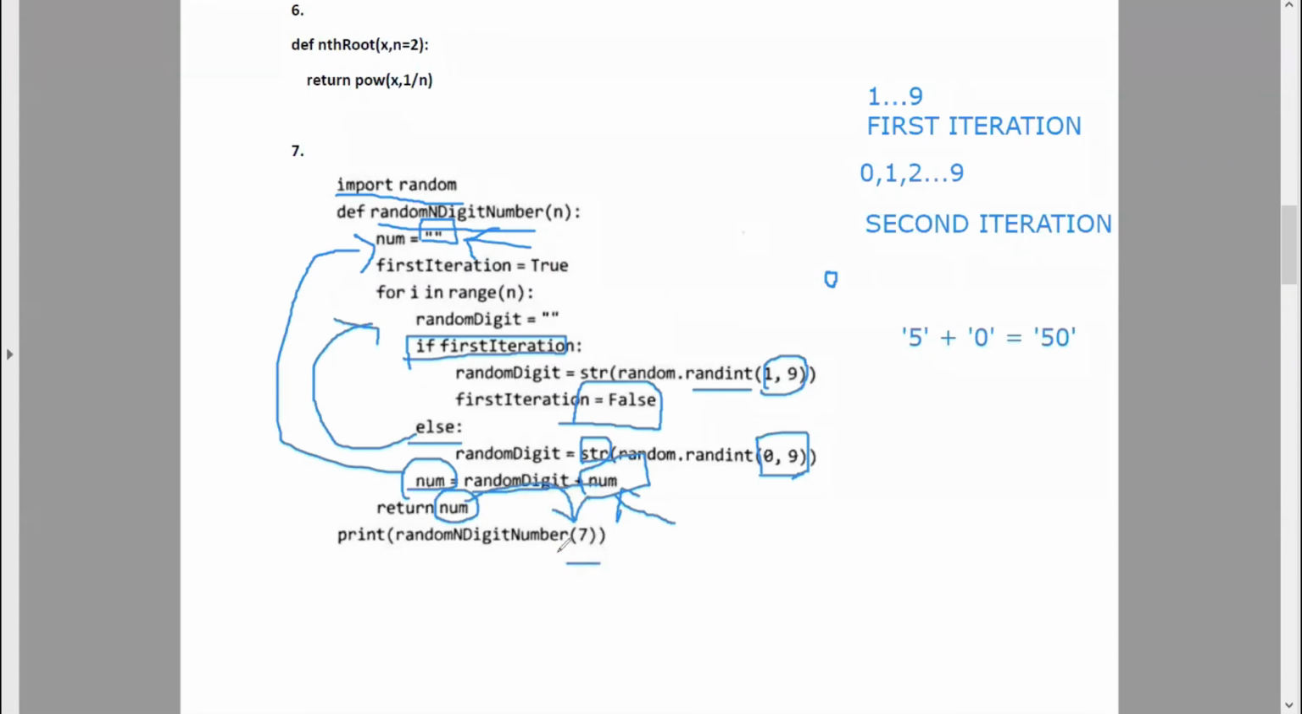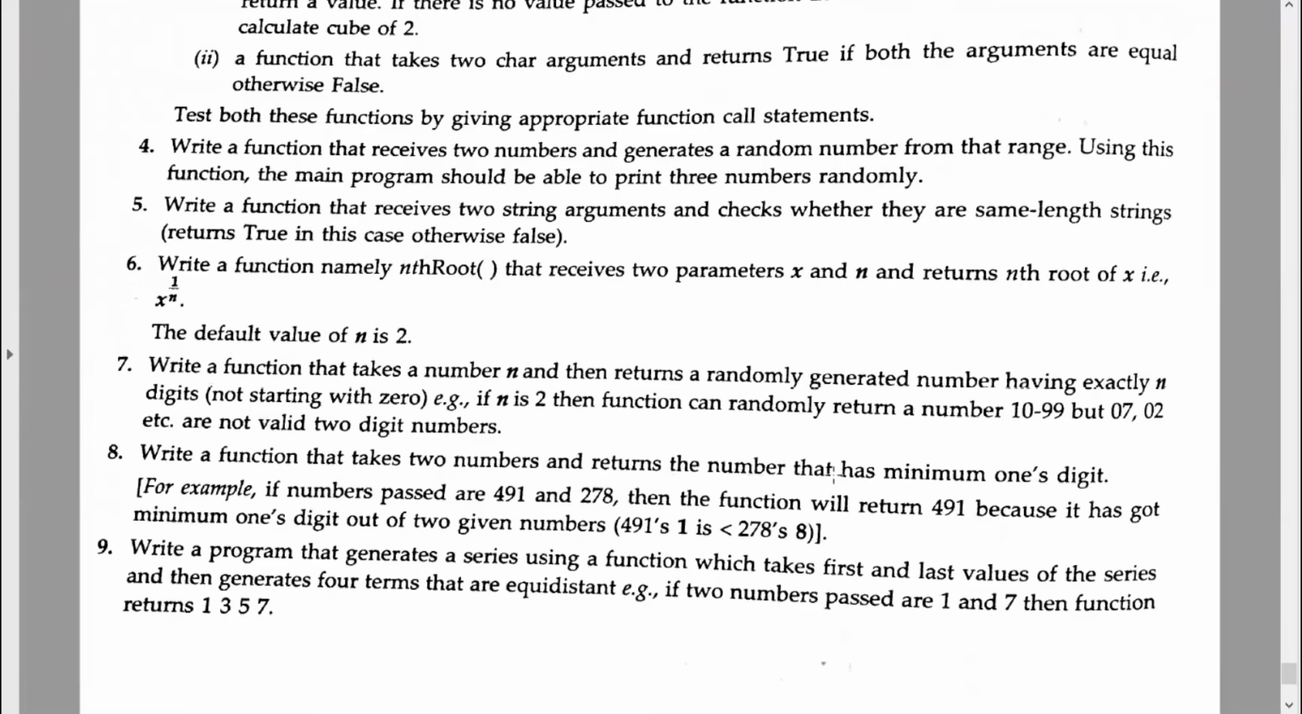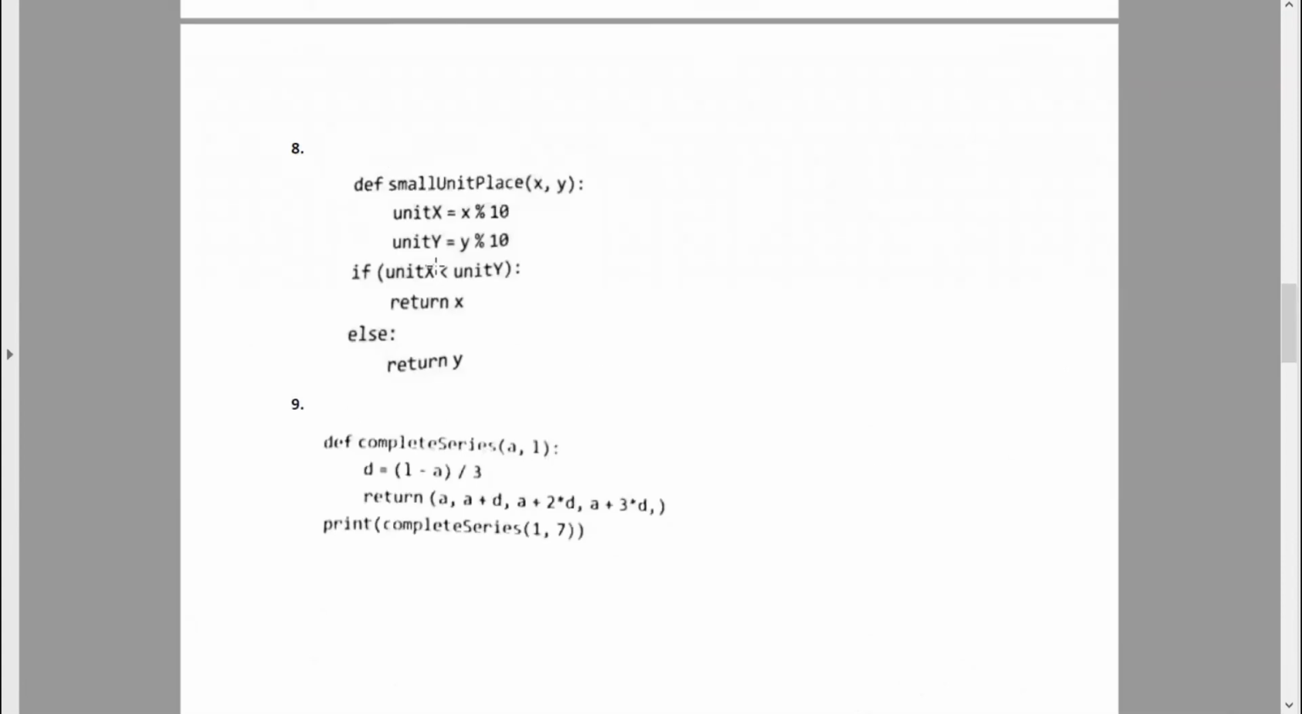A function that takes 2 numbers and returns the number that has the minimum 1's digit. Already we know how to find the 1's digit. By finding the 1's digit of the 2 numbers, we have to check which is the greater one or the lesser one. They are asking for the one which has the minimum 1's digit out of the 2. The minimum 1's value must be printed on the screen.